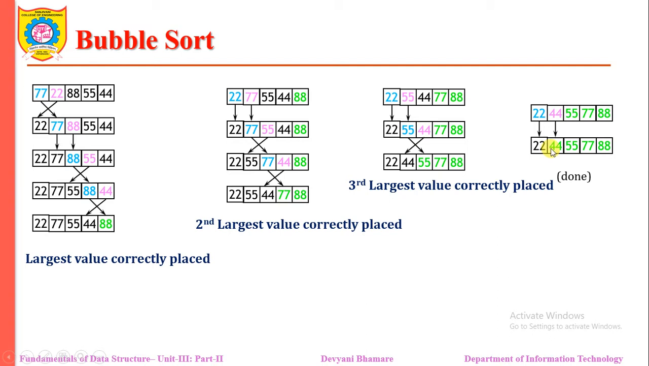So in this fashion, bubble sort is working. So here we have a total of n minus 1 passes. As there are a total of 5 elements, the value of n is 5. So it requires n minus 1 passes.